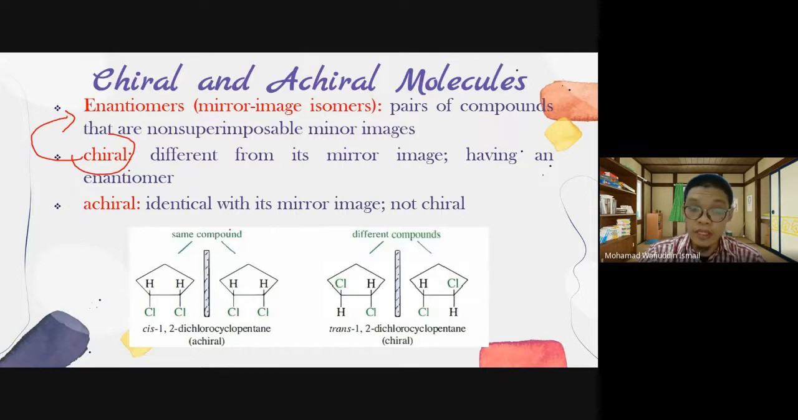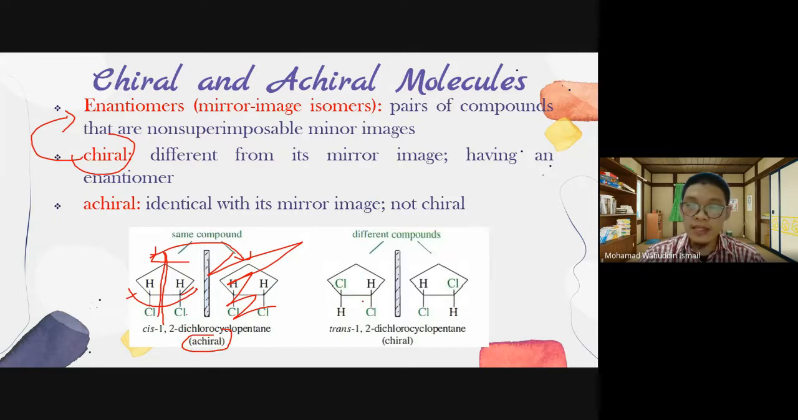We look at an example here. For the achiral one, when we cut in half, this is the mirror image, and it can be superimposed. The other difference we can see is when we cut in half, it can be superimposed with its mirror image, so it is achiral and has no enantiomer. Meanwhile, for the Cl compound here, when cut in half it cannot be superimposed, and it is not superimposable with its mirror image. This is its mirror image.